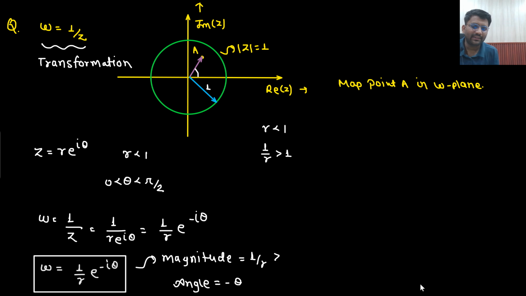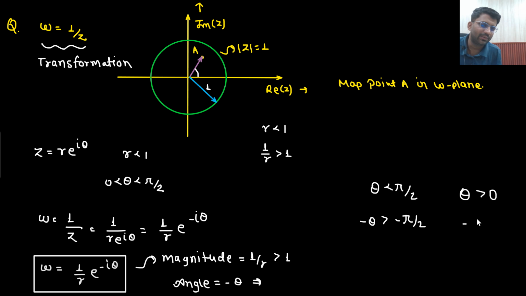If this theta was between 0 to pi by 2, then minus theta would be between minus pi by 2 to 0. Say yes or no? Theta was less than pi by 2, that means minus theta would be greater than minus pi by 2. And theta was greater than 0, then minus theta would be less than 0. I hope you know this thing.